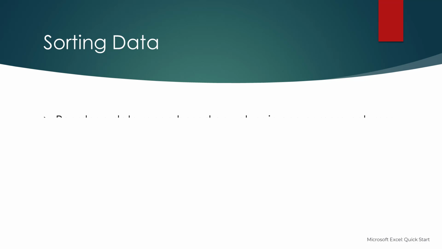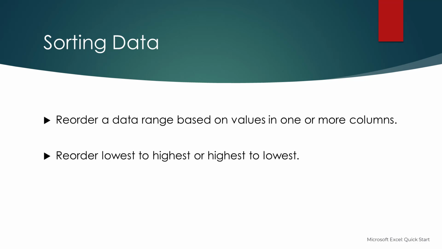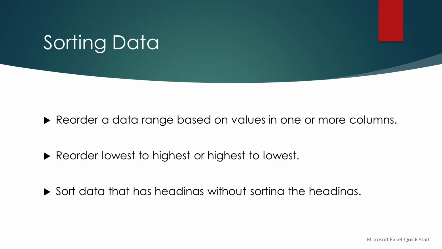When you sort data, you reorder the values in a range of cells based on the values in one or more columns. You can reorder data from the lowest value to the highest or from the highest to the lowest. If your data contains headers, you can sort the data and Excel will leave the headers where they are.